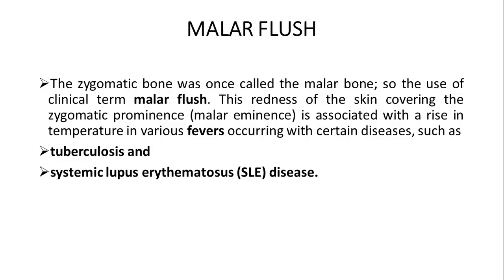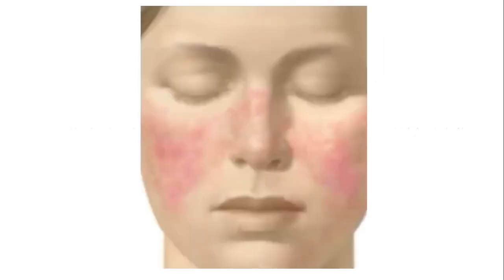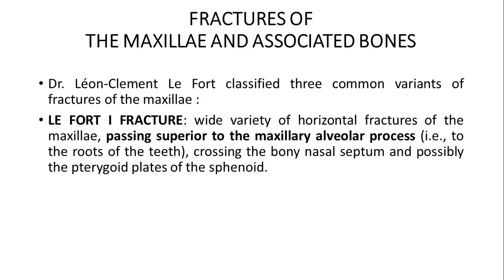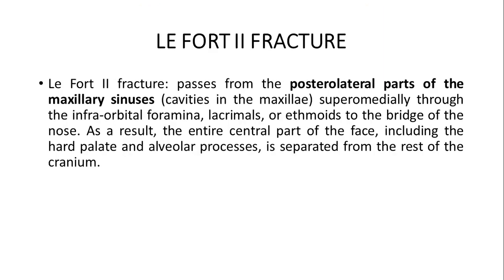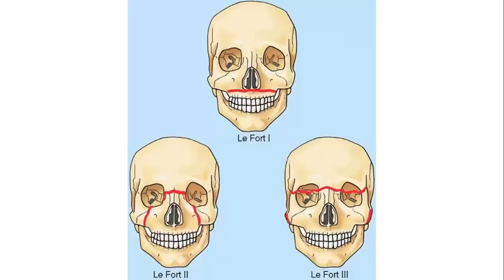Then the malar flush. What is that? It occurs in tuberculosis and SLE. Here you see the cheeks so red, the flush over the cheekbones, the prominence of the cheek, the zygomatic area. Then the fractures of the maxilla and the associated bones. These are the Le Fort 1 fracture, Le Fort 2 fracture, and Le Fort 3 fracture. Here they are, all these three.